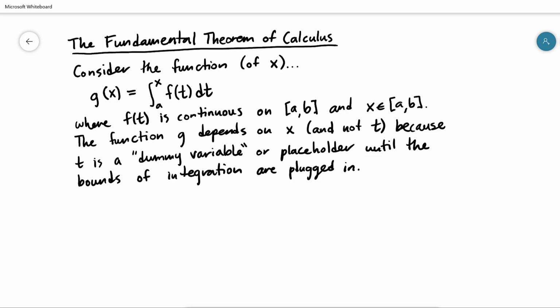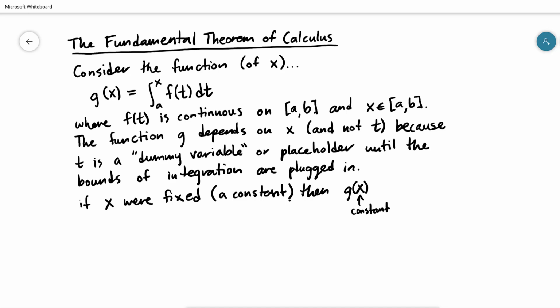Okay, so in this case, if you think of x being fixed, so let's write it this way. If x were fixed, so if it played the same role as just a constant, then g of x would also just be a constant because we just plug in some constant here, and this whole thing just equals some number. Hypothetically, it's some specific value.